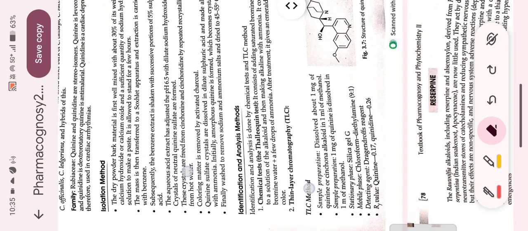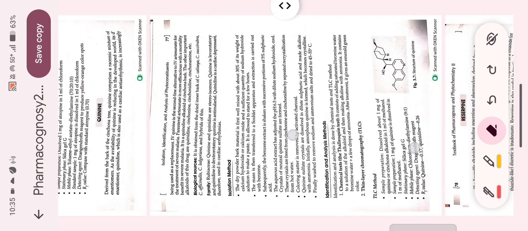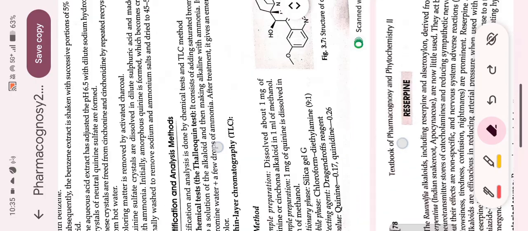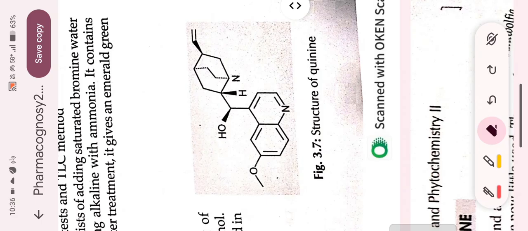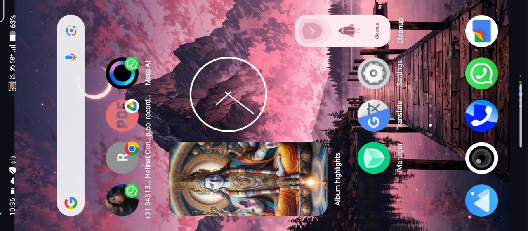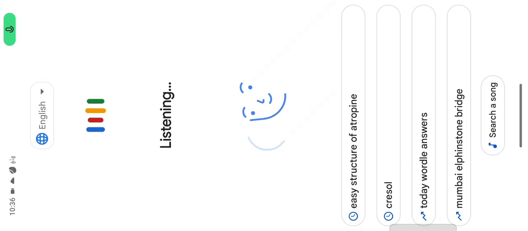Yeah, quinine is a kind of, what is that, pyrrole, right? I'll just check what it is. It is also a kind of alkaloid, same as atropine. It's an alkaloid, but structure-wise it's different. What is this one called? I'll just check it.